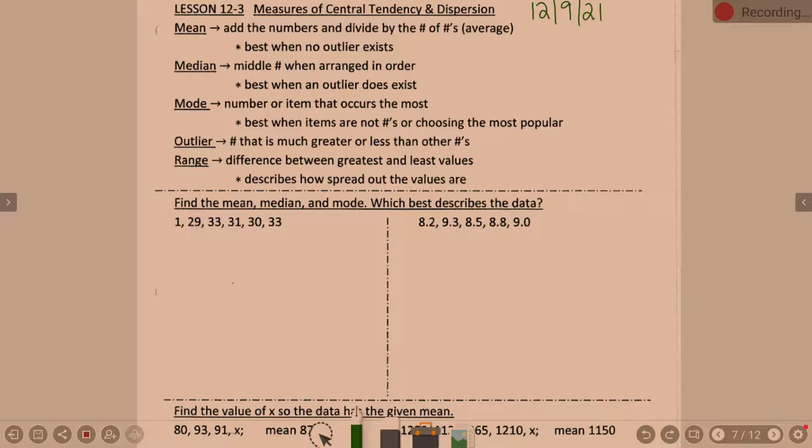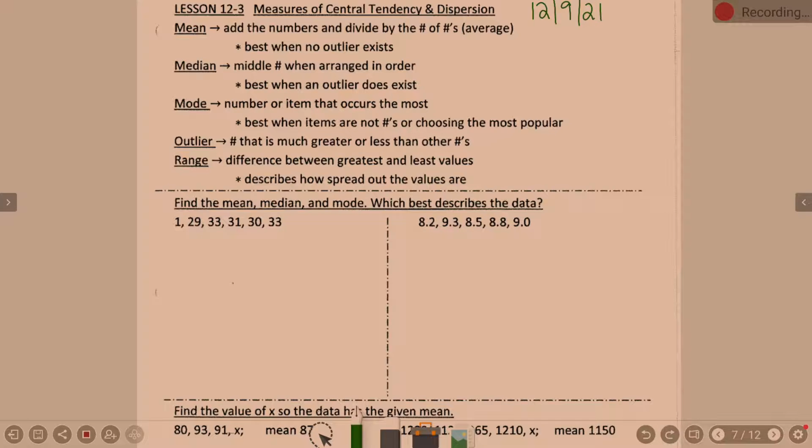And the range. So range is the difference between the greatest and least values. So that's when you're taking the highest value, or largest value, minus the smallest value, that is your range. And it describes how spread out the values are. It talks about the spacing between the highest and lowest value.